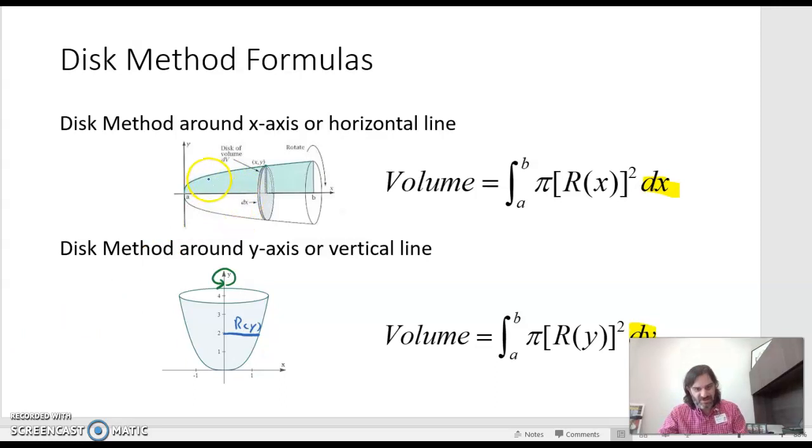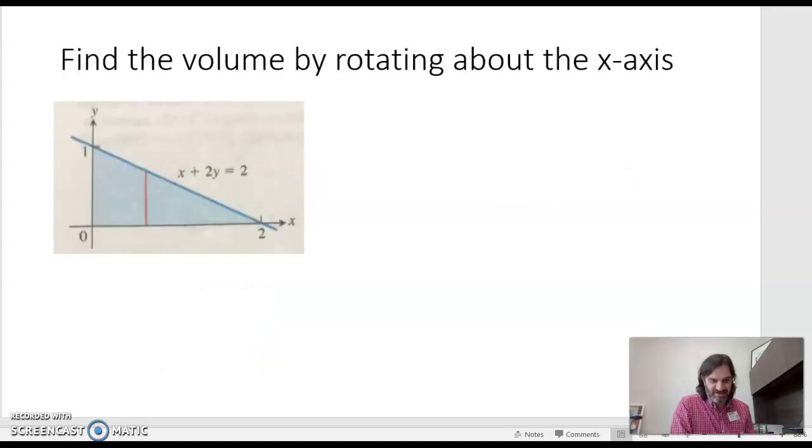So up here, around the x-axis, we've got a bunch of circles standing up, stacked together and added together, and around the y-axis we've got them stacked on top of each other. Okay, so let's see this in action. Here we have a figure, and it says find the volume by rotating around the x-axis. Let's see what that looks like.